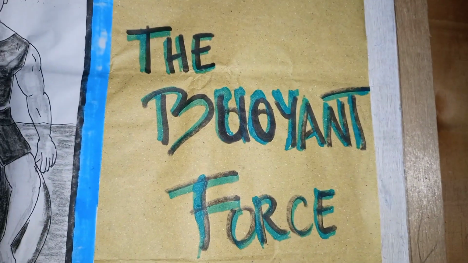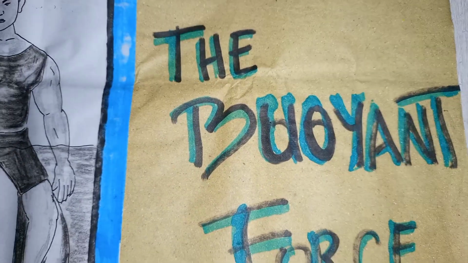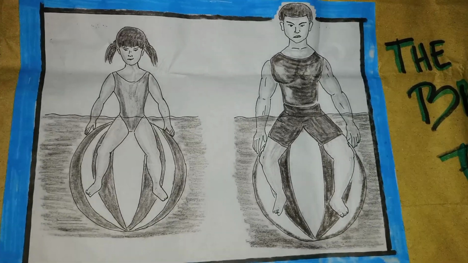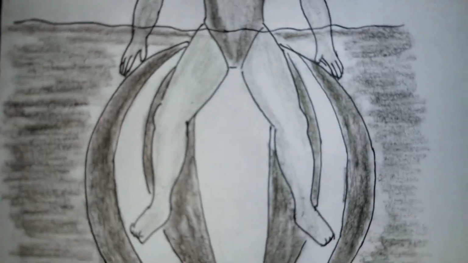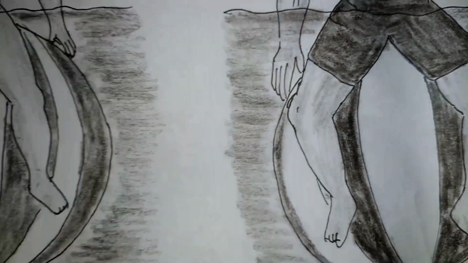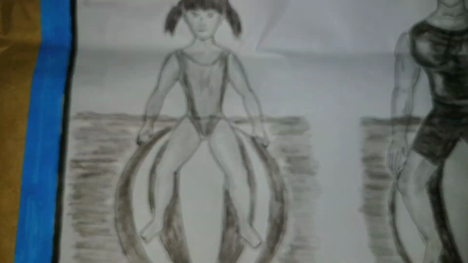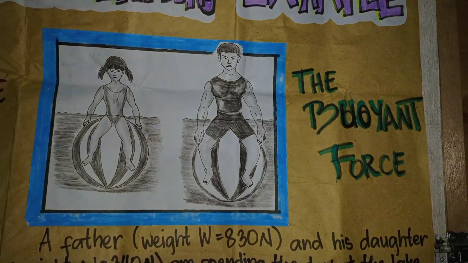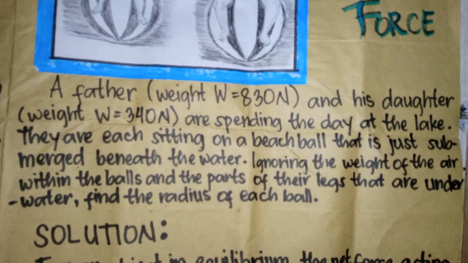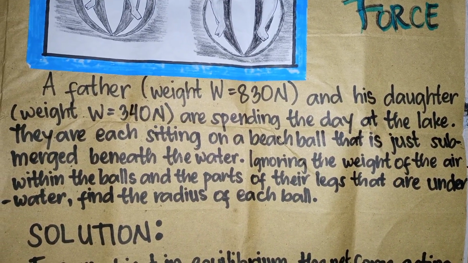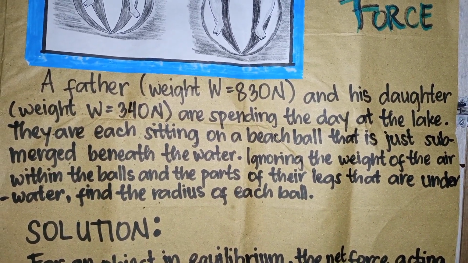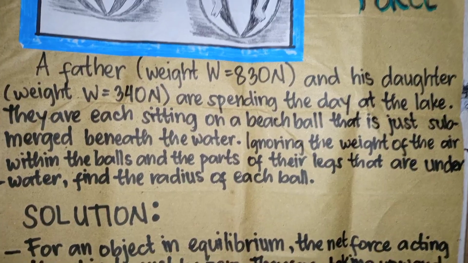The buoyant force. A father with a weight of 830 Newton and his daughter with a weight of 340 Newton are spending the day at the lake. They are each sitting on a beach ball that is just submerged beneath the water. Ignoring the weight of the air within the balls and parts of their legs that are underwater, find the radius of each ball.